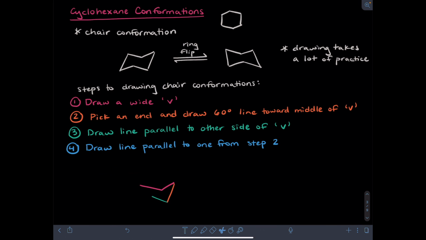On the other side of your V, you'll want to draw a line parallel to the one you drew in step 2, in this case the orange one. And then you'll end by connecting the lines from your steps 3 and 4. So these 5 steps got me one of my 2 chair conformations. I'm going to repeat the process, but now drawing my number 2 step on the left side instead to get my other chair conformation.